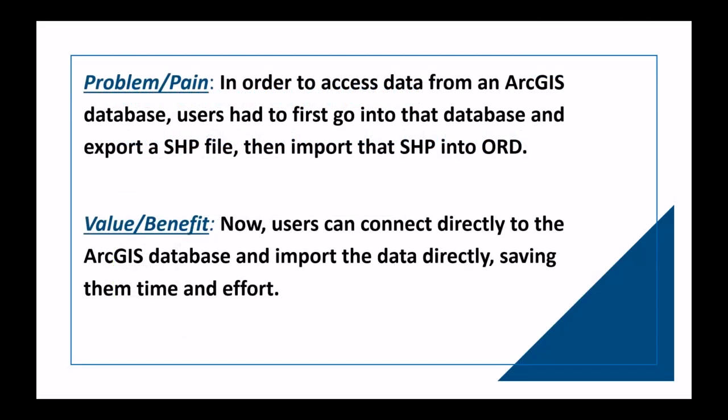is that we've always been able to bring in information from an ArcGIS database, but you had to do it through a shapefile. The shapefile was the transfer mechanism to get data from an ArcGIS database into MicroStation or OpenRoads. Now you don't need to do that anymore. You can connect directly to the ArcGIS database and import that data directly without having to go through a shapefile. Now in 2022 R2, this was available as a key-in only.